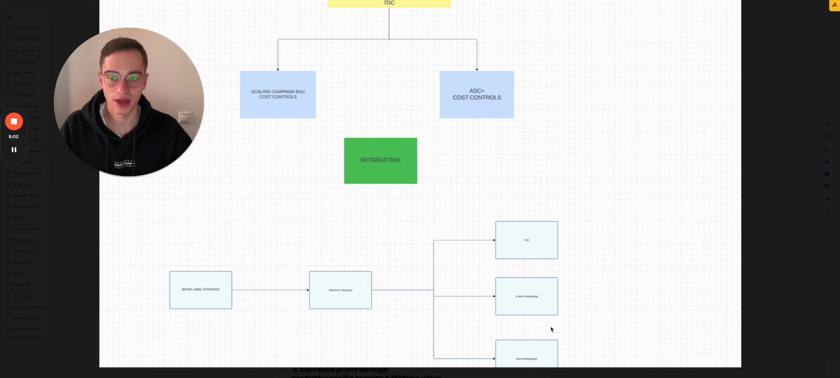But yeah, that's pretty much it. That's how we scale Meta from 0 to 20k a day. That's pretty much all the top-level strategy.